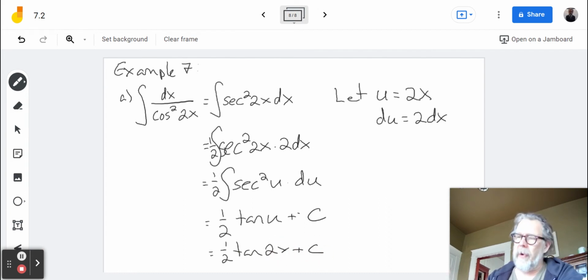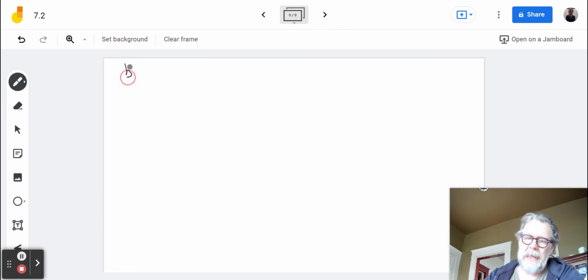All right, that was a pretty straightforward one. Let's do a slightly less straightforward one, the integral of cotangent squared of 3x dx.